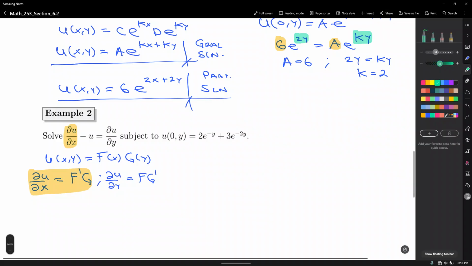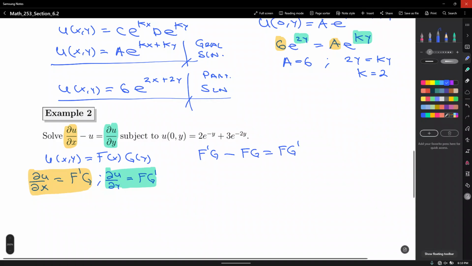And then the partial derivative with respect to y will be here. What about this u, guys? Well, that's just u without differentiating, which is simply f times g. Okay, so f prime g minus what's u? u is f times g without differentiating any of them, which equals f g prime.